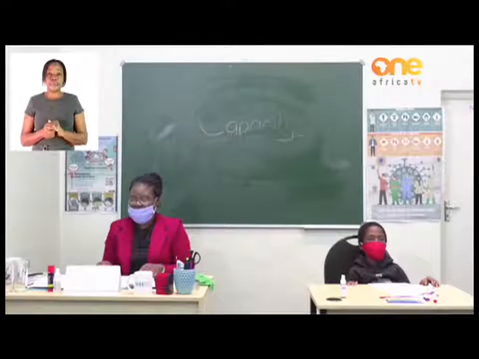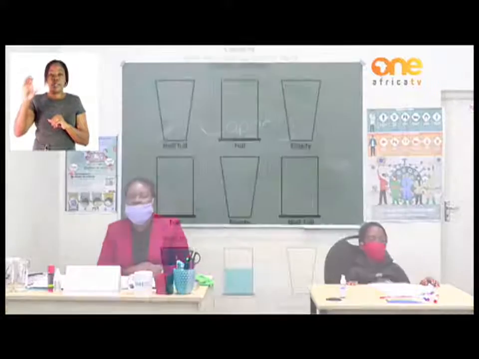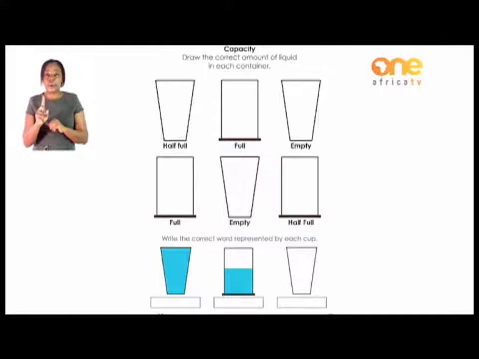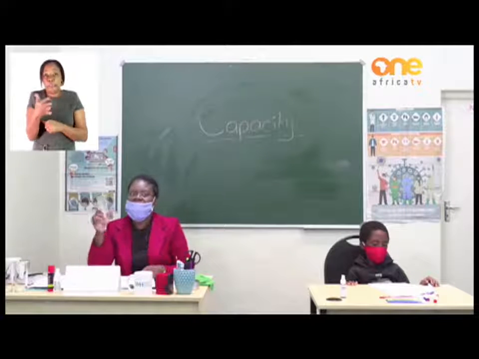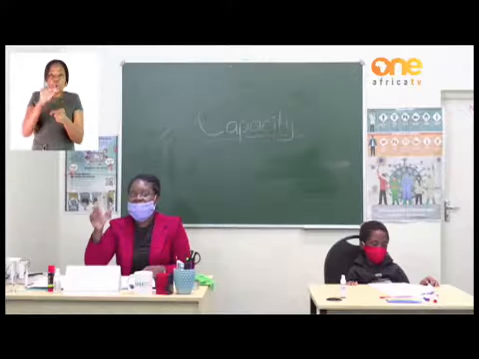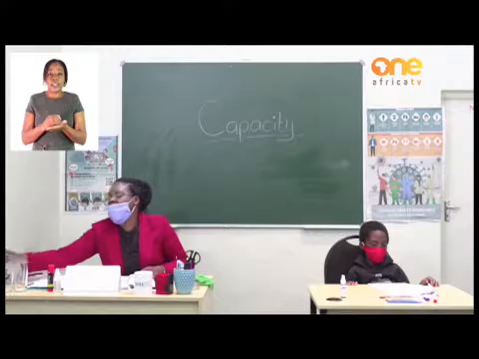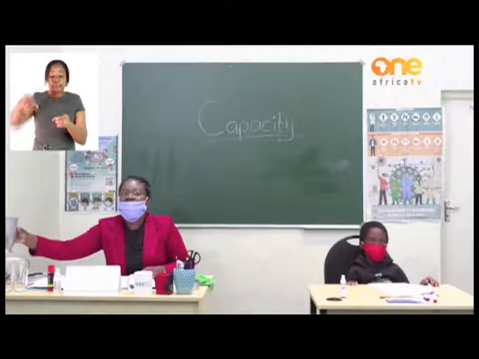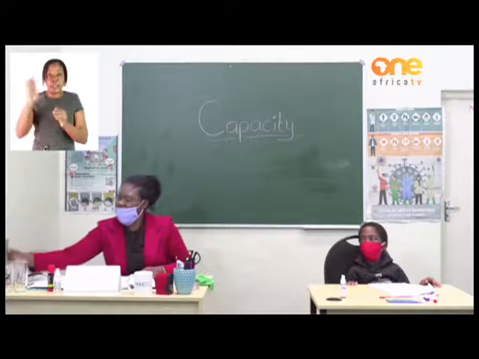We are going to learn about capacity on page 5. Now, what is capacity? Capacity is the amount of space that a container can hold. For example, the capacity of this glass, that is the amount of water or the amount of liquid that I pour in this glass. That is the capacity of the glass. If I pour the water or the liquid in this jug to make it full, that is the capacity that this jug can hold.